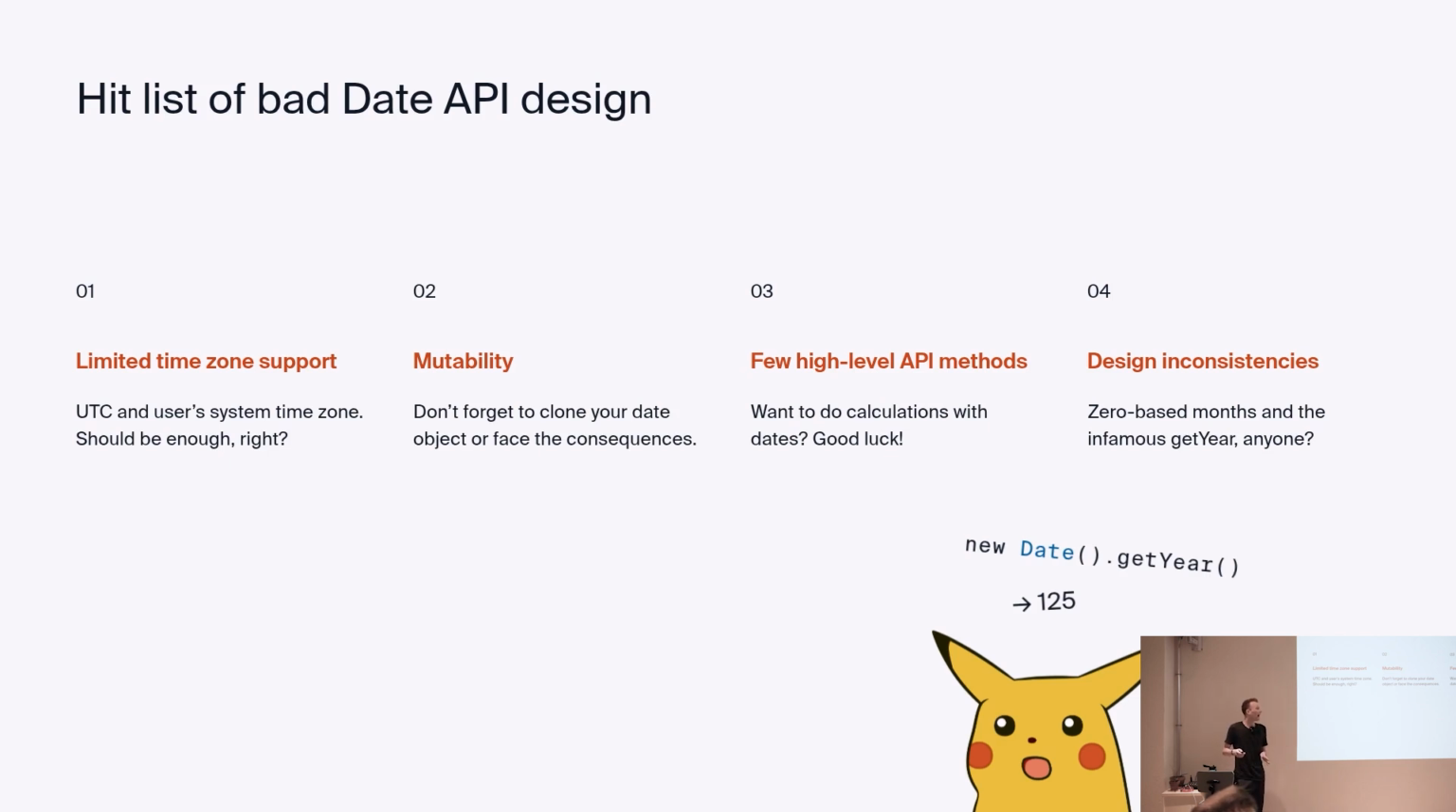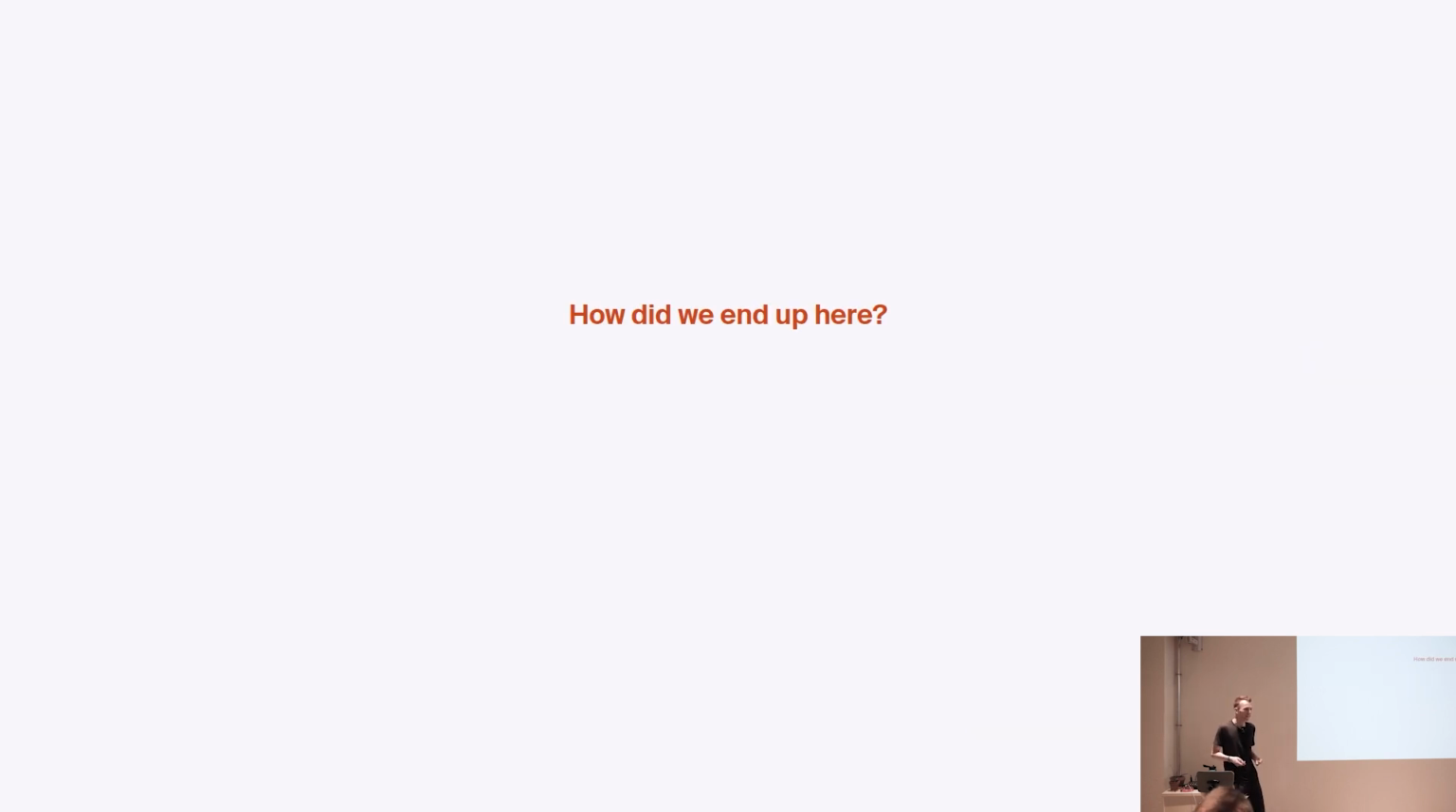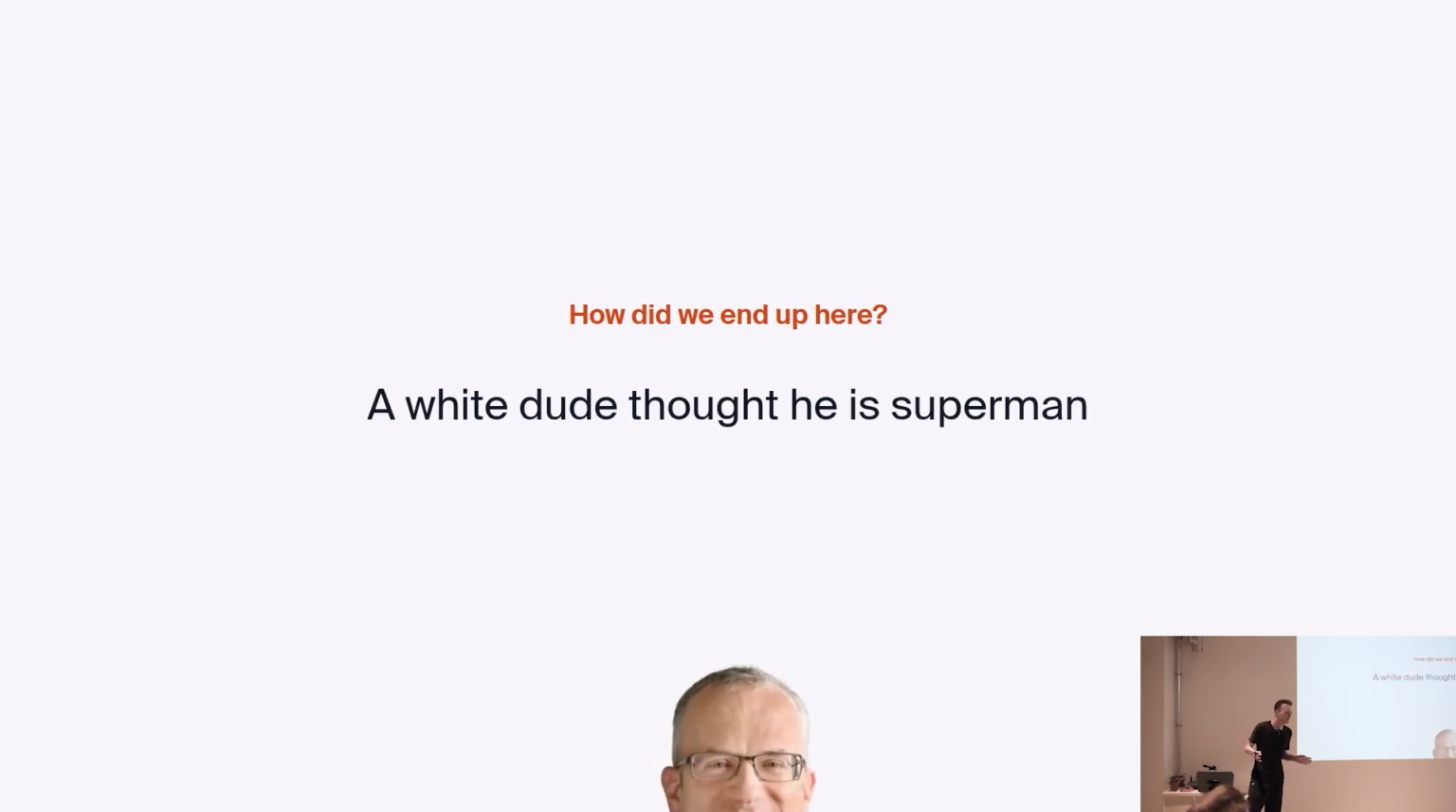So how did we end up here? And of course, it was a white dude who thought he is Superman. That white dude was Brendan Eich, who invented JavaScript back in 1995 in just 10 days and basically copied everything that was bad with Java.